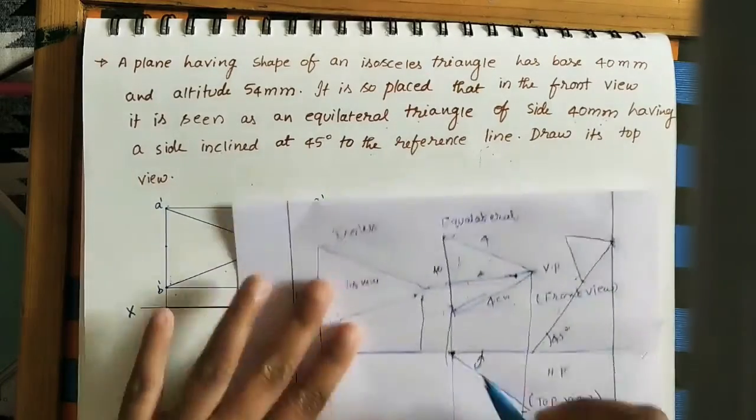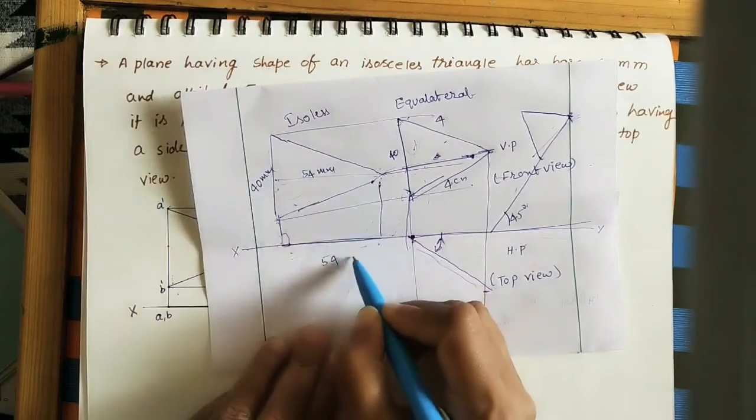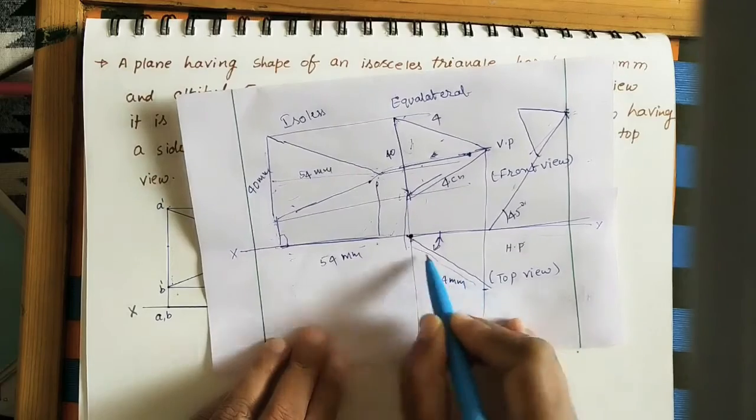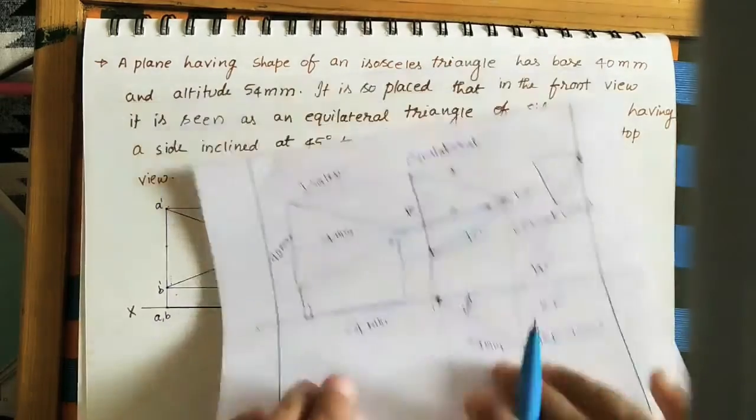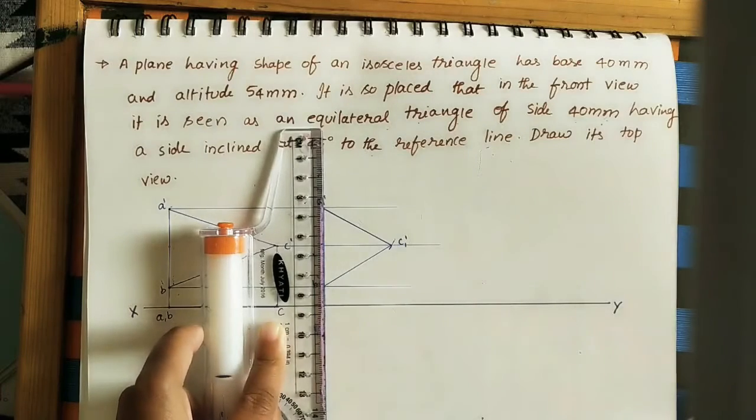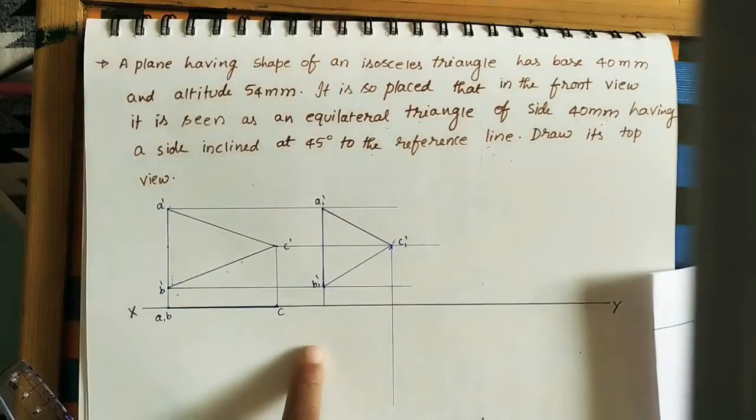So in the top view, it is looking like an inclined line of this length. Okay, this is 54 mm. This is also 54 mm. But it is inclined at some angle. Okay, first do the projector lines. Do the reference line here, up to XY, up to some length. Okay, doing the projector lines.